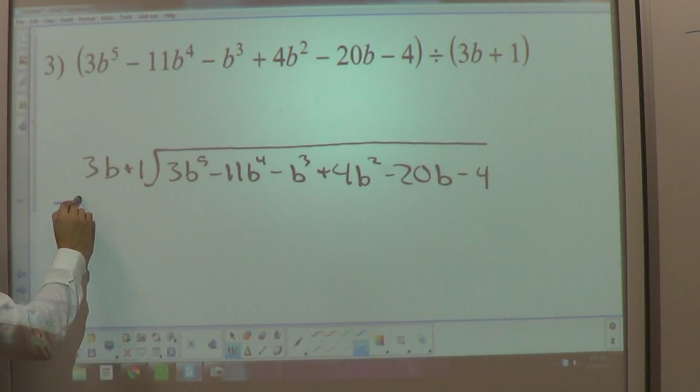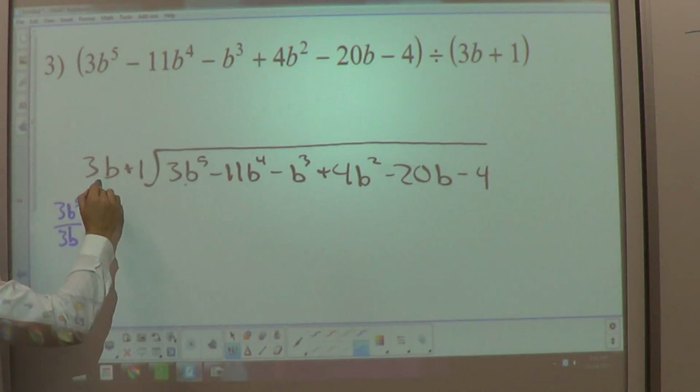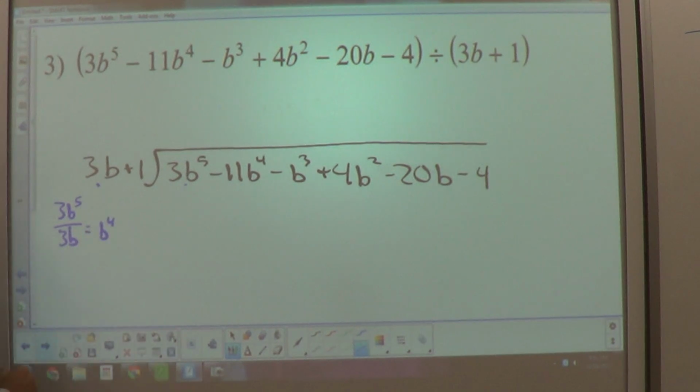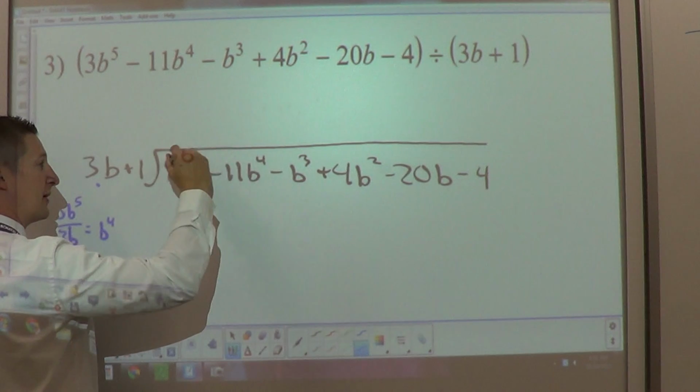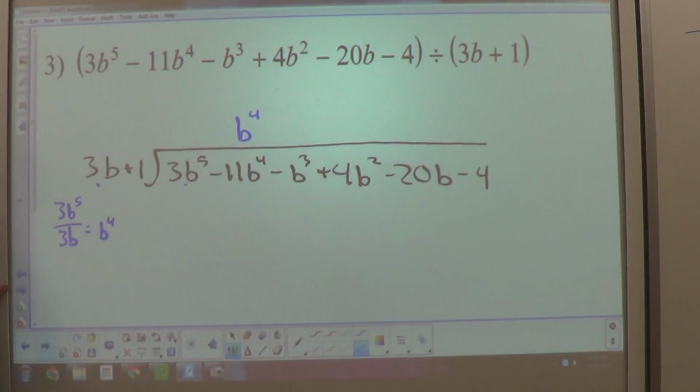I'm going to write off to the side what I'm doing. I'm taking 3b to the fifth divided by 3b. Well, that would give me b to the fourth. 3's cancel, I'm left with b to the fourth. So b to the fourth is part of my quotient. I'm going to write it above the b to the fourth term in my dividend.